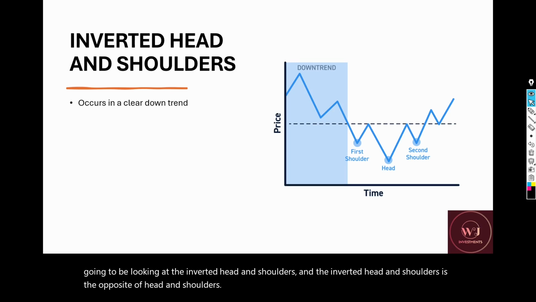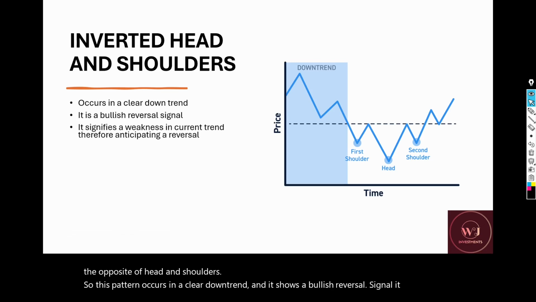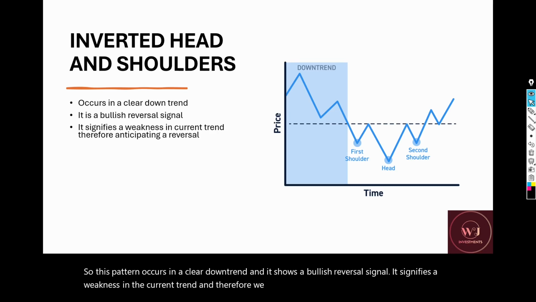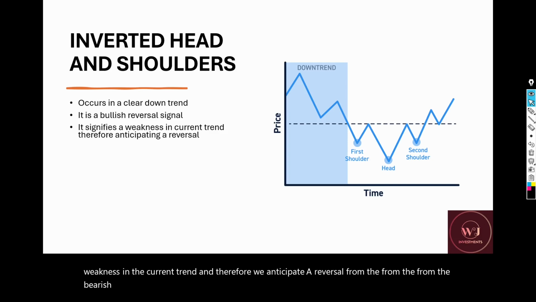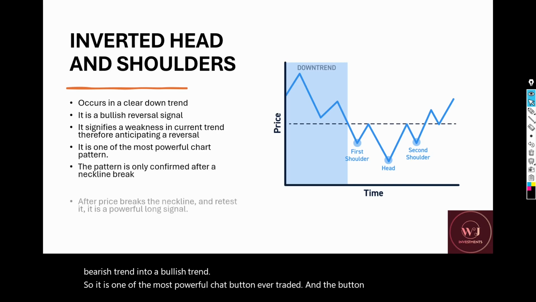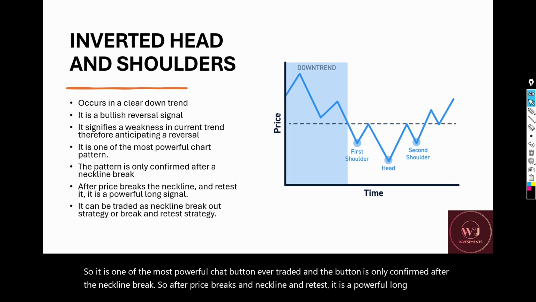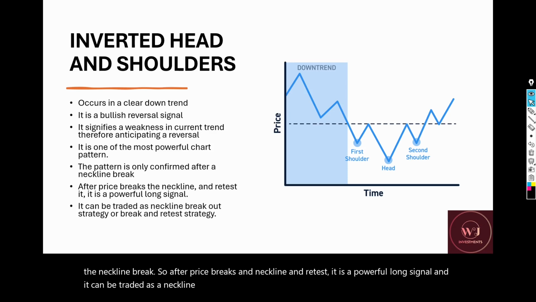So this pattern occurs in a clear downtrend, and it shows a bullish reversal signal. It signifies a weakness in the current trend, and therefore we anticipate a reversal from the bearish trend into a bullish trend. So it is one of the most powerful chart patterns ever traded, and the pattern is only confirmed after the neckline break. So if the price breaks the neckline and retests, it is a powerful long signal, and it can be traded as a neckline breakout strategy, or we can also trade it as a break and retest strategy.